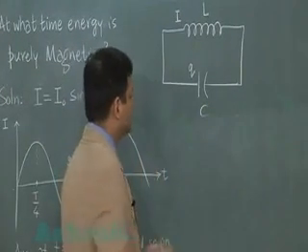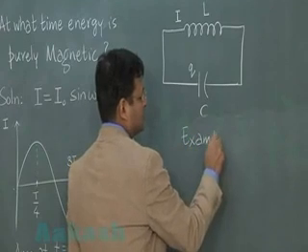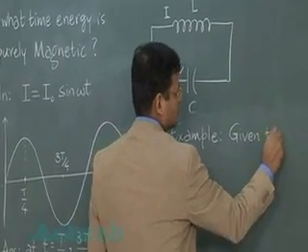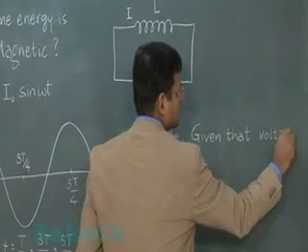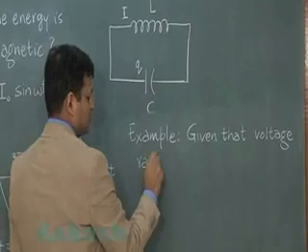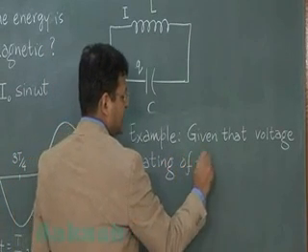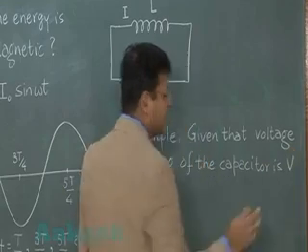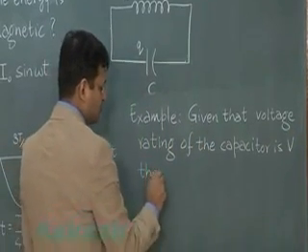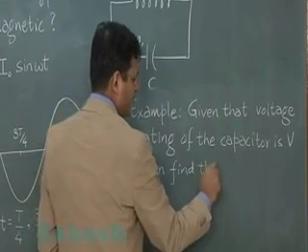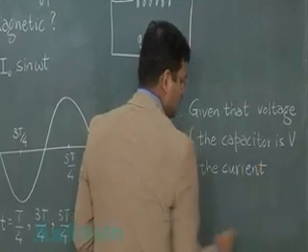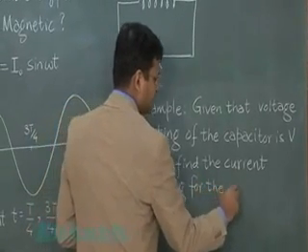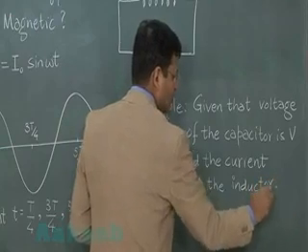For an LC oscillation like this, it is given that the voltage rating of the capacitor is V, then find the current rating for the inductor. You understand? This is my question.